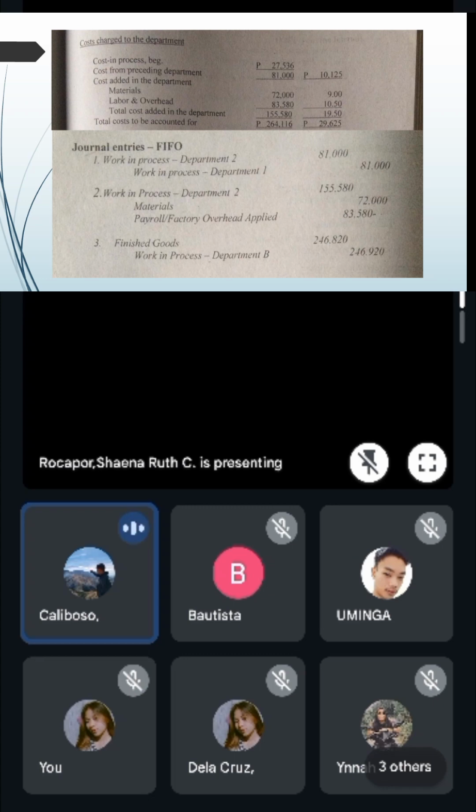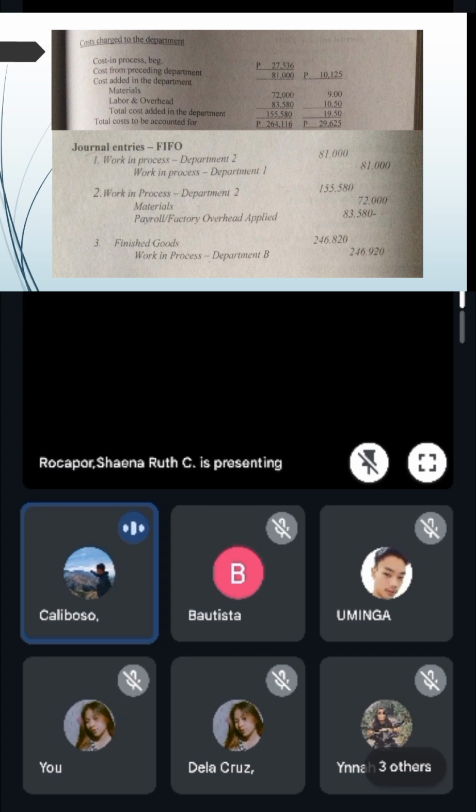So we have materials naman na 72,000. So paano nakuha yung 9 pesos? So dinivide ko ulit siya sa 8,000. So meron naman tayong labor and overhead. So 83,580. So dinivide ko siya sa 7,960. Then nakuha yung 10.50.